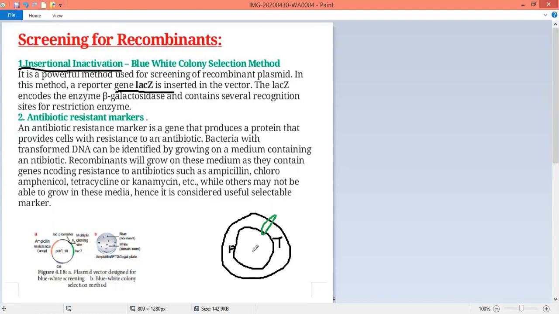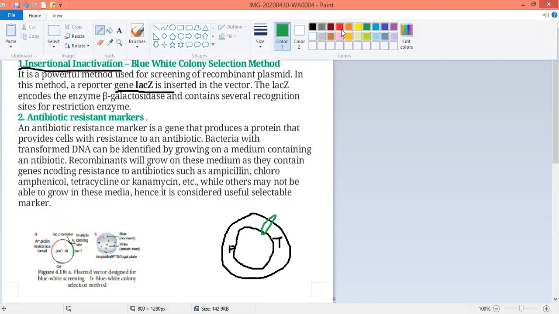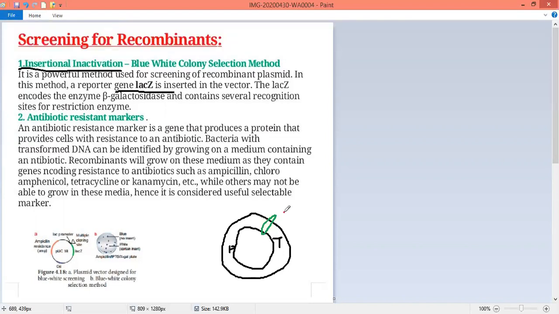This insertional inactivation takes place with the help of lacZ genes. Selection is also possible with the help of antibiotic resistant genes or selectable markers. After insertion, what will happen? Multiplication takes place. Once you insert a foreign DNA, this entire region will get inactivated. This phenomenon is called insertional inactivation.